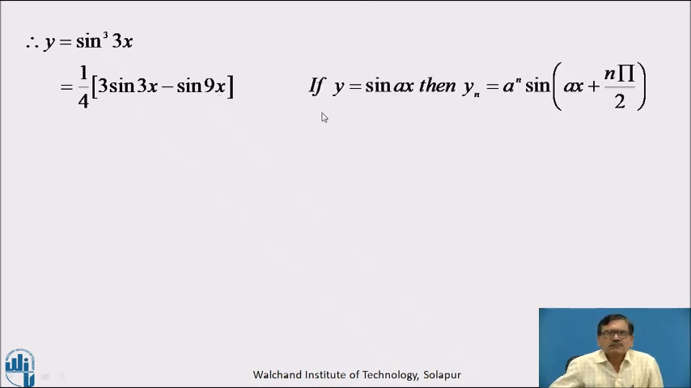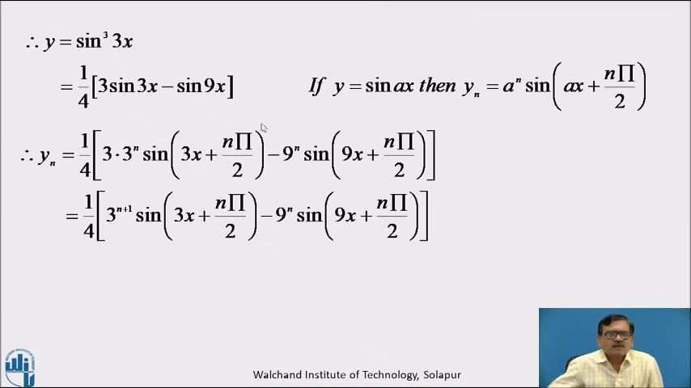And as you know, if y equal to sin ax, then yn equal to a raised to n sin ax plus n pi by 2. Comparing, we can write, therefore yn equal to 1 by 4 as it is, and this 3 as it is, and nth derivative of sin 3x is 3 raised to n sin of 3x plus n pi by 2 minus nth derivative of sin 9x is 9 raised to n sin of 9x plus n pi by 2 using this formula.